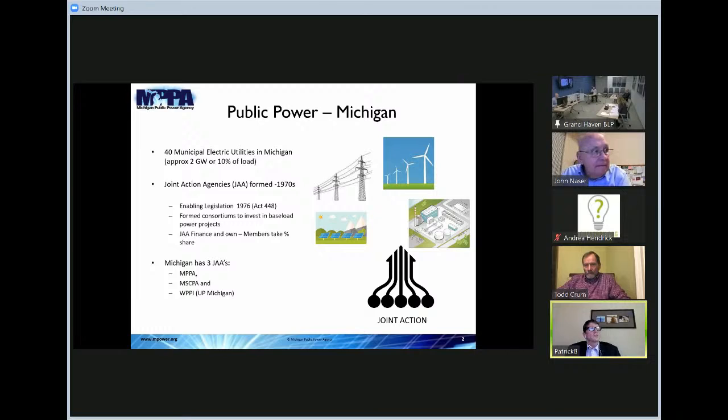The agency was formed under Act 448, which was enabling legislation in 1976, and then was formed in 1978. Joint action agencies, particularly back then, were really designed to finance, build, or take ownership interest in large baseload power plants, and have evolved significantly since. There are 3 joint action agencies in Michigan, MPPA being by far the largest. We have 22 members, MSCPA has 5, and then WPPI has the public power utilities only up in the UP.